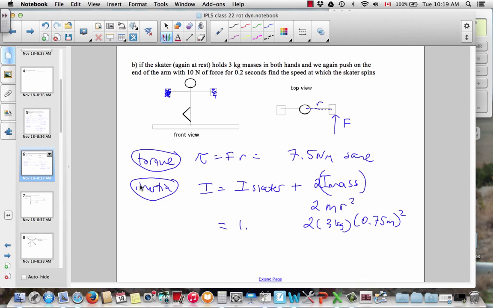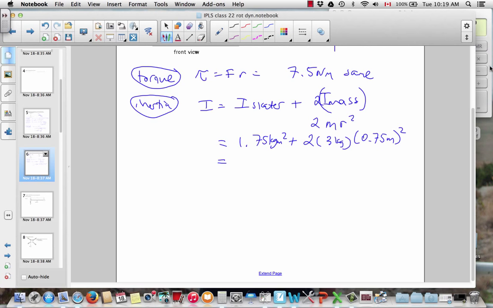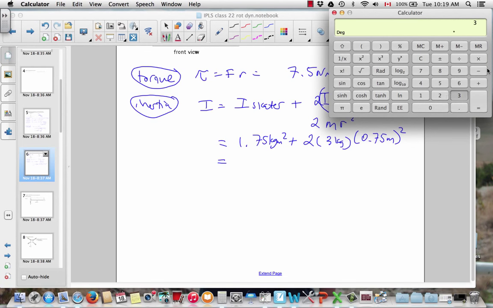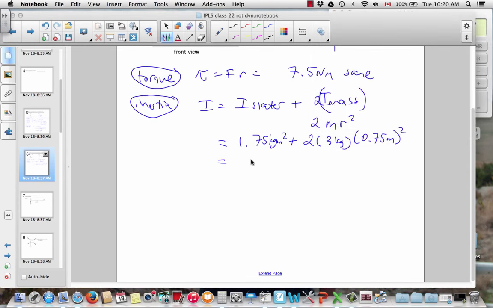And then it's the same skater, so what was it? It was 1.75 for the skater's body. So we add the inertia of the skater's body to the inertia of the point masses to get the total rotational inertia of the system. So there's the rotational inertia of the masses, and then we add the 1.75, and we get 5.125 kilogram meters squared.